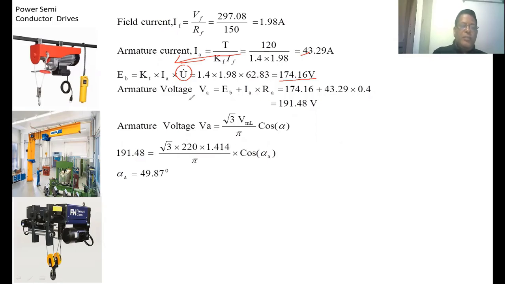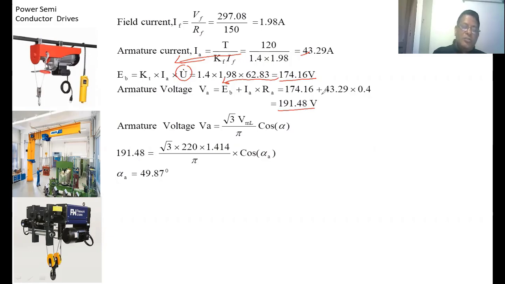Now we are going to find out the armature voltage VA equal to EB plus IA into RA. Substitute all the values. Our IA value we know. The RA value also is given in the numerical. You substitute, 191.48 volts. This is the armature voltage.